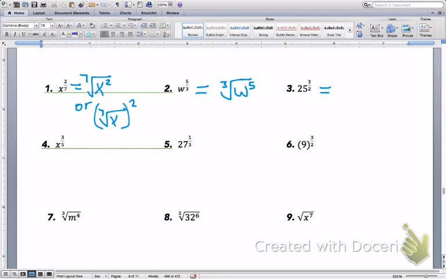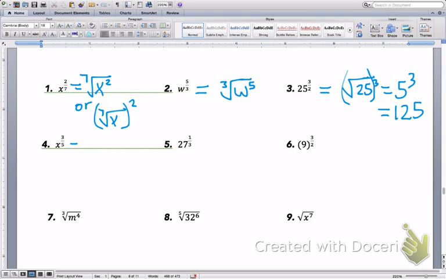Here we have the square root of 25. I'm not going to write the 2 because we don't need the 2 on the square root, to the power of 3. But this one we can actually evaluate. So I'm going to do this one this way because we know the square root of 25. That's 5, and we're going to cube that. That's going to be 125.